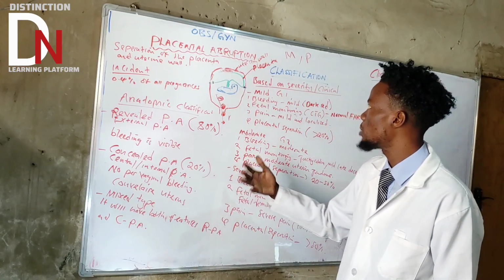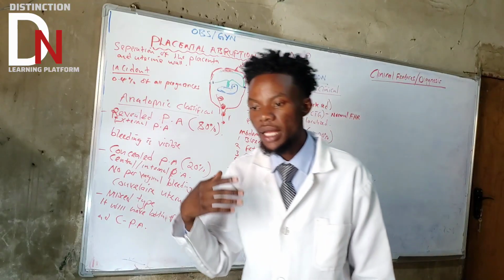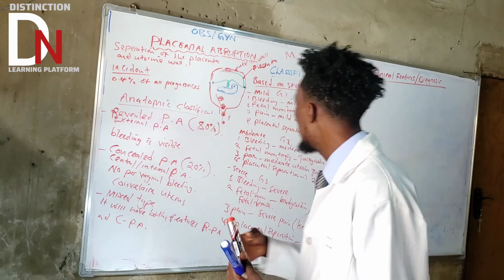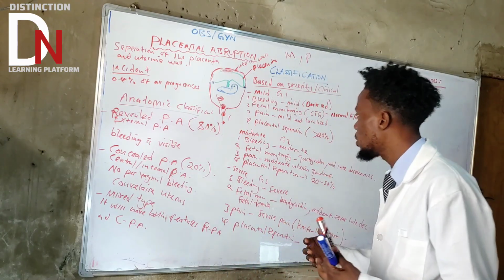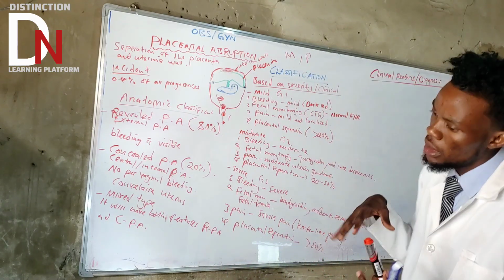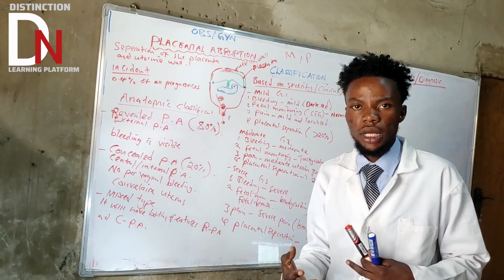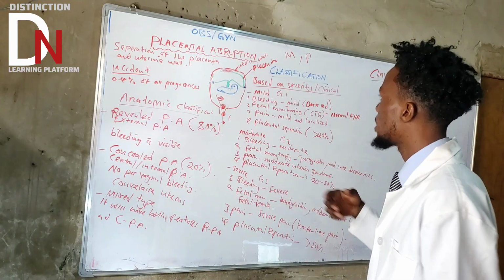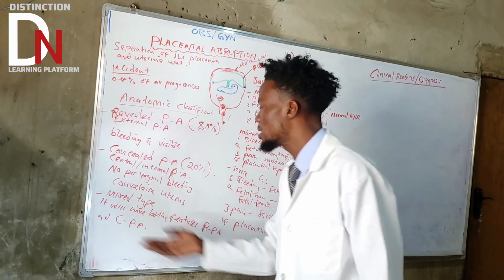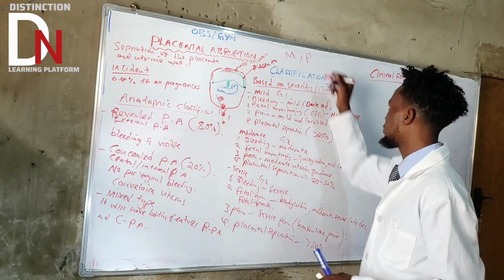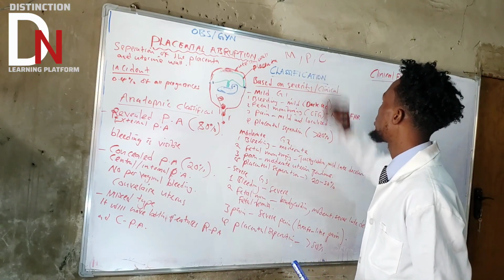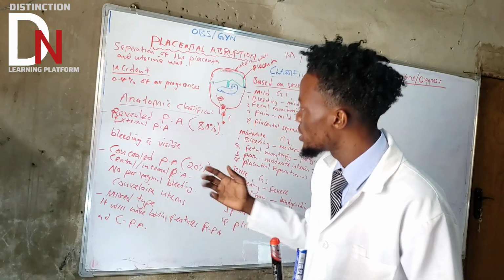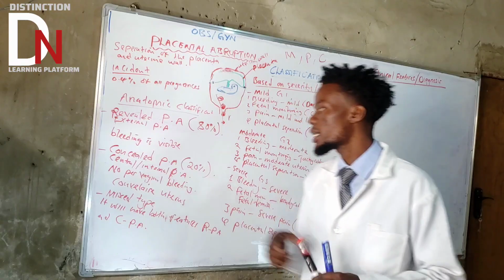So partial abruptio placenta, the placenta and the uterus are going to be partially separated. If they are partially separated, there will be features of concealed and features of revealed. No wonder partial abruptio placenta is under the mixed type. The last one is complete abruptio placenta, which is under concealed abruptio placenta.